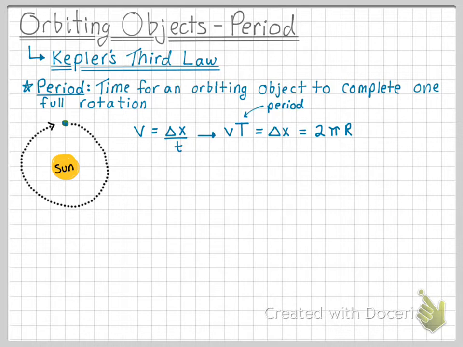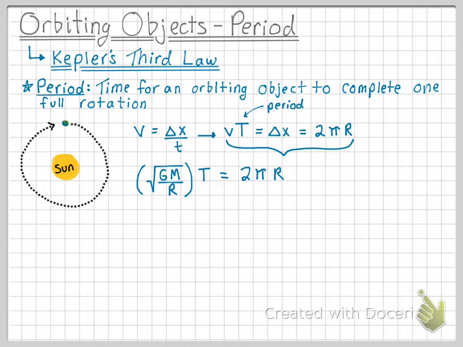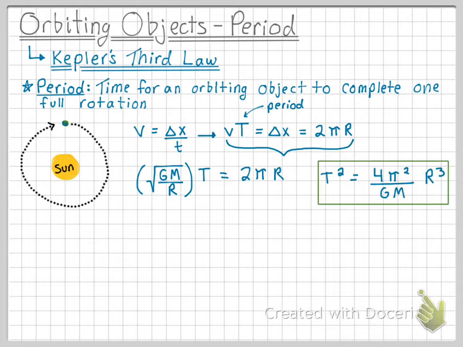So we can expand this equation even a little bit more, since we know that the orbital velocity is equal to the square root of the gravitational constant times the mass of the central object divided by the distance between the two objects. And we can simplify and solve for the period, which is equal to 4 pi squared over the gravitational constant times the mass of the central object multiplied by the distance cubed, sorry.